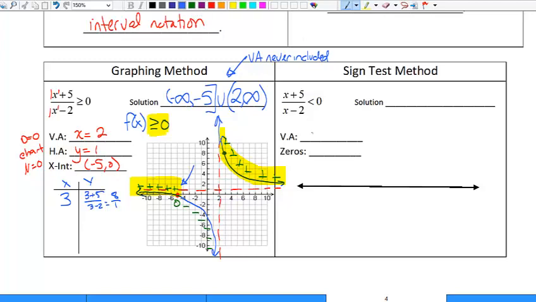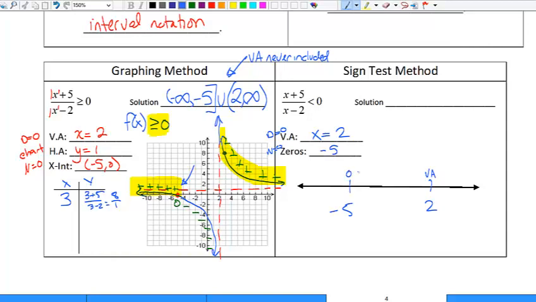The vertical asymptote again is the same, using the same rule where the denominator is equal to 0. The x-intercept or zero is at -5. That's where you set the numerator equal to 0. So at 2 and -5 I have boundary points. At 2, we have a vertical asymptote. At -5, we have a 0.